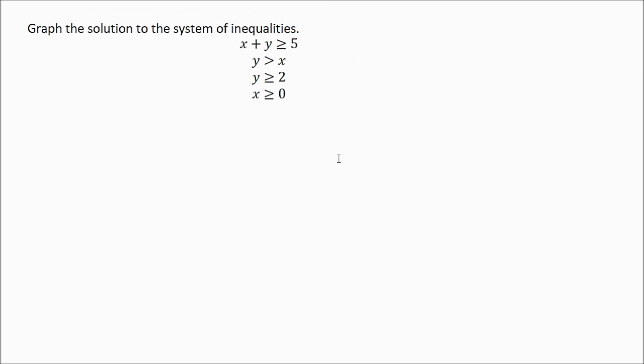x plus y is greater than or equal to 5. y is greater than x. x is greater than or equal to 2, and y is greater than or equal to 0. Altogether, these form a system of inequalities. Go ahead and group those up right there. And let me put on a set of axes so we can start our problem.